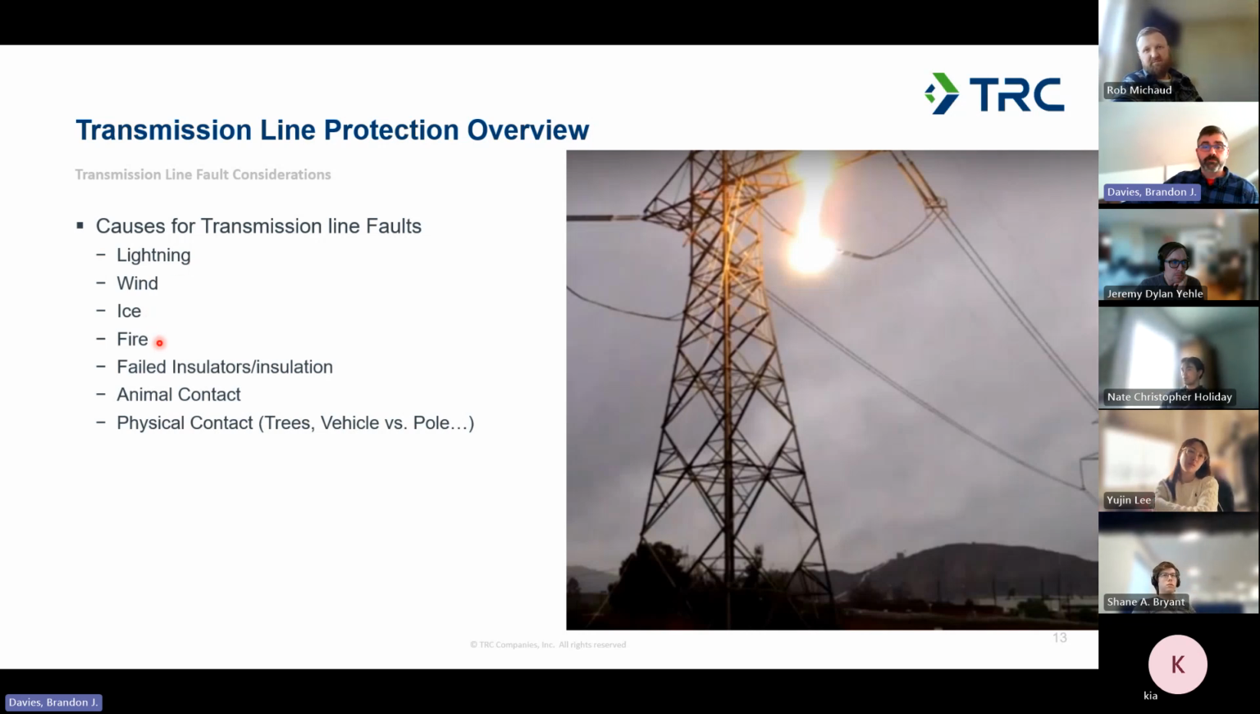Ice loading, fire could be another one. Smoke could cause an arc over things. Failed equipment, so insulator failures, which might be the cause here. It looks like it's arcing between one of the insulators. Maybe that's just a jumper. It's hard to tell in the structure itself, or physical contact.